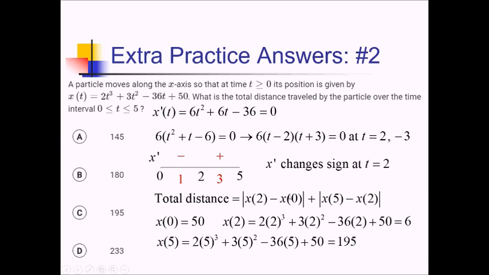Cool. All right. So I've got then x of 2, which is 6, minus x of 0, which was 50. So 6 minus 50 plus, and that was an absolute value, plus now we have 195 minus 6. And what does all this add up to? So over here, this is going to be 44. This is going to be 189. Let's see here. 189 plus 4 is 193, plus another 40 is going to be 233. So that gives us choice D.